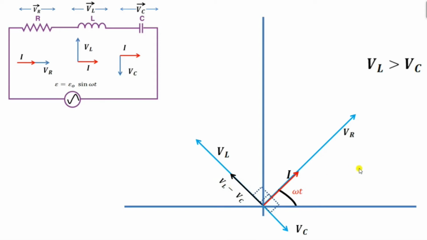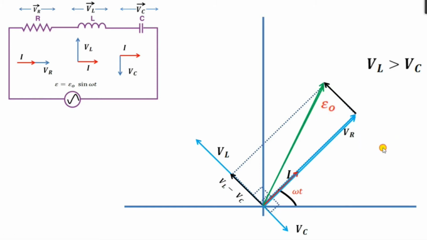To do that we'll use the triangle law. So we'll shift this vector out here and we'll add these two vectors, VR and VL minus VC. See, tip to toe, so that means this is the resultant vector and the total voltage across the circuit.